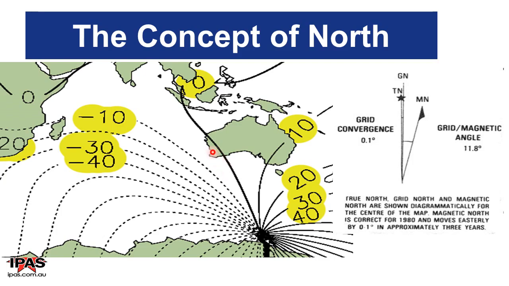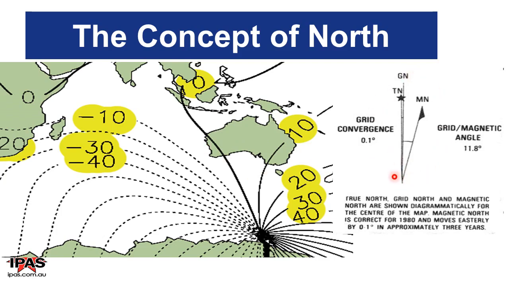So have a look at the Perth area there. You can see that, yeah, that's roughly 2 degrees west of the Agonic line. The Agonic line passes roughly through Kalgoorlie. So variation is east in this part of Australia and west in this part of Australia.